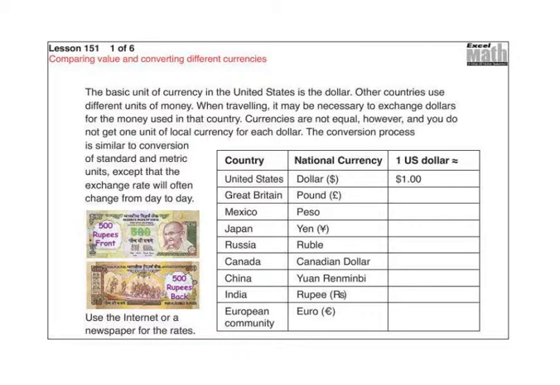Other countries use different units of money. When traveling, it may be necessary to exchange dollars for the money used in that country. Currencies are not equal, however, and you do not get one unit of local currency for each dollar. In other words, when you go to Mexico, you're not going to get 1 peso for $1. You might get different amounts of pesos for your dollar, right?